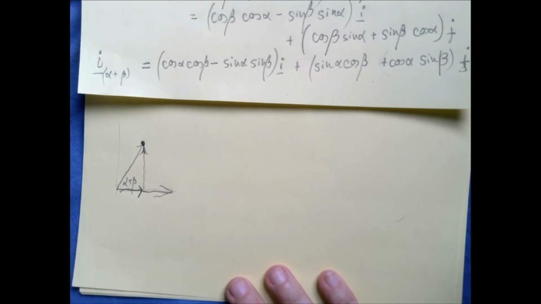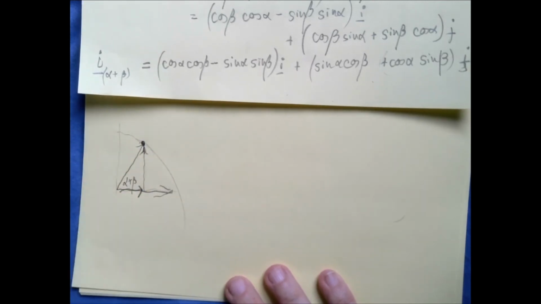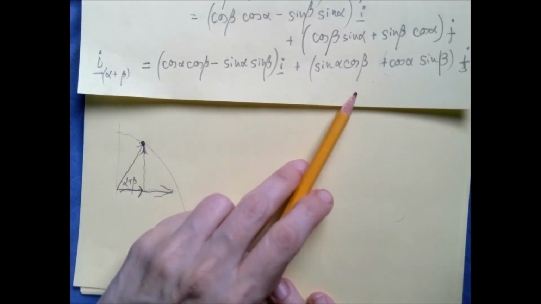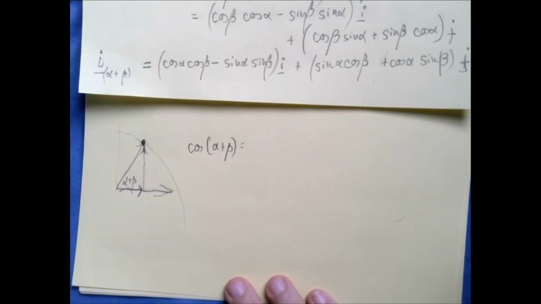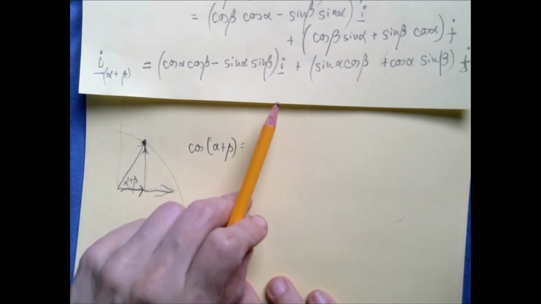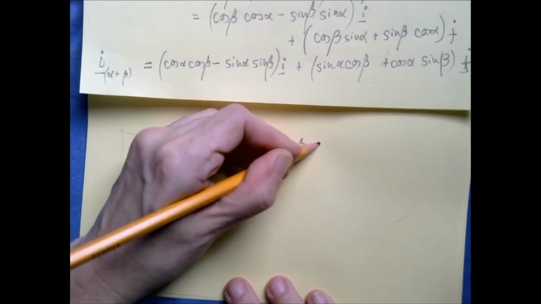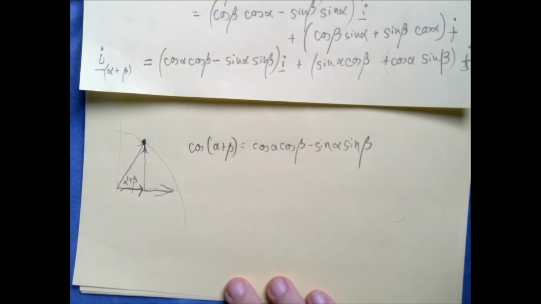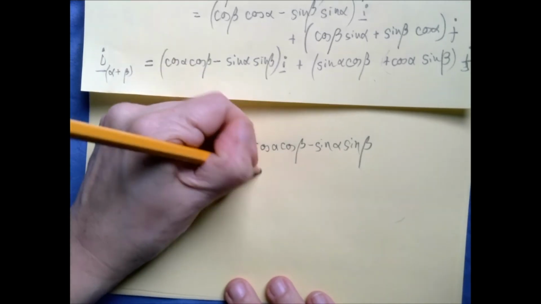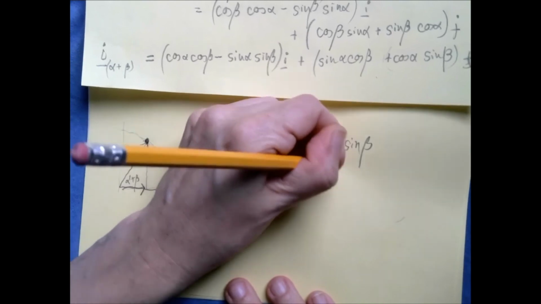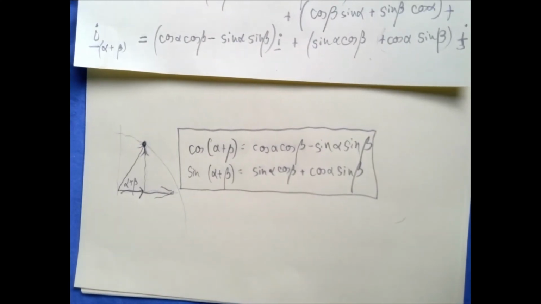Well, that also means that cosine alpha cosine beta minus sine alpha sine beta is the first coordinate of this point, which is on the unit circle, right? And the second coordinate of this point is sine alpha cosine beta plus cosine alpha sine beta. Therefore, cosine of alpha plus beta is the coefficient of I after rotation. So it's cosine alpha cosine beta minus sine alpha sine beta. And the second coordinate of that point is going to be the sine of the same angle. Sine of alpha plus beta is sine alpha cosine beta plus cosine alpha sine beta. And these are what we call the sum formulas for sine and cosine.